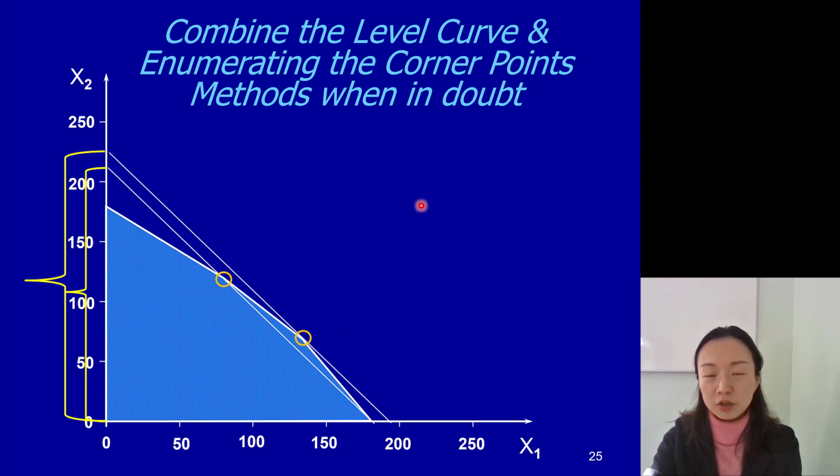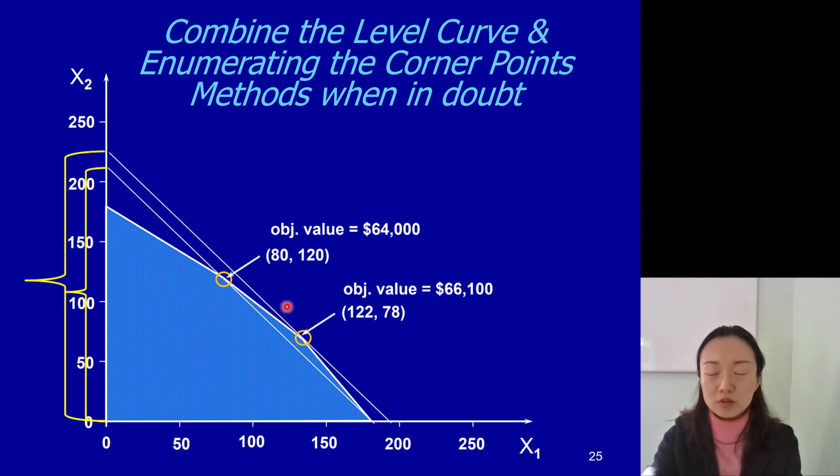So when it's hard to tell, and when you doubt if you really drew it true to scale, then you can identify the objective function value given by these two points and compare them. Compare them and then find, okay, this is the better one, or include this point too. So you would identify these three points and see which one gives you the highest objective function value.